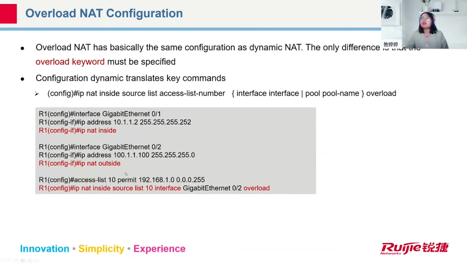And the configuration is similar to dynamic NAT, with only one difference: overload. We have to add ip nat inside source and list 10. This is the range of the private IP addresses. And which IP address can we use as the public one? You can directly take the public interface. You can also use the public IP address and then overload.